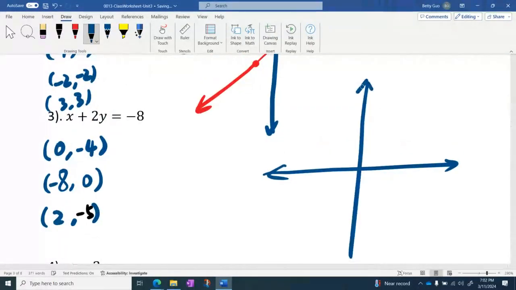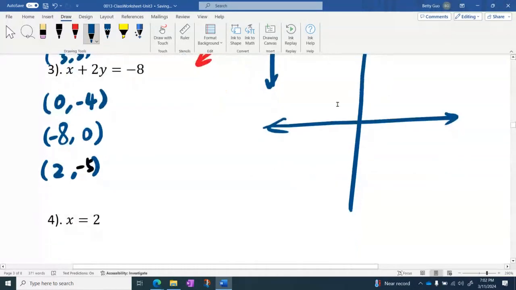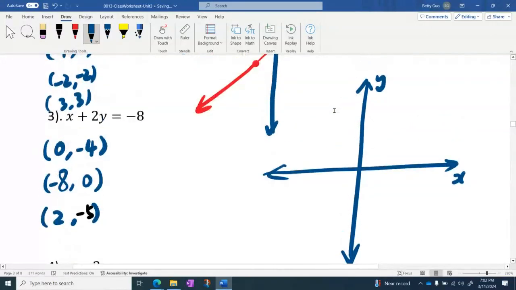Let's see. Do we have any pattern? It's x, that is y. (0, -4). 1, 2, 3, 4. This is 0, and this is -4. This would be -8, twice the distance. -8 is around here, okay? And the (2, -5): 2 is here. This -5 should be here.